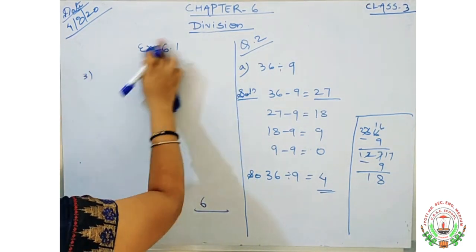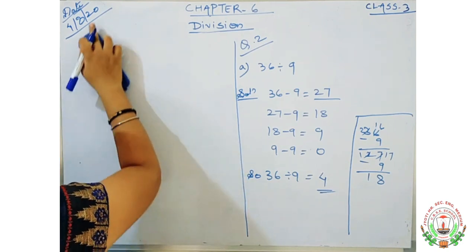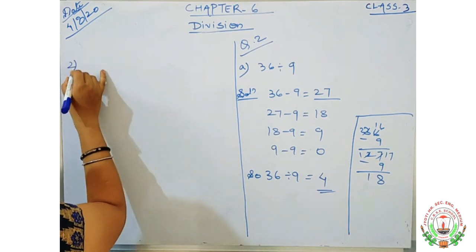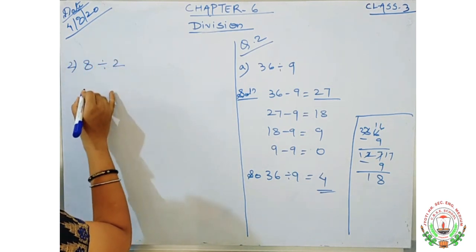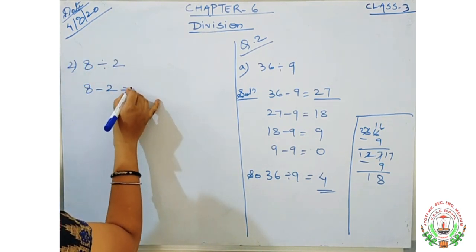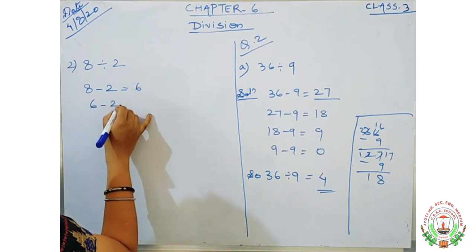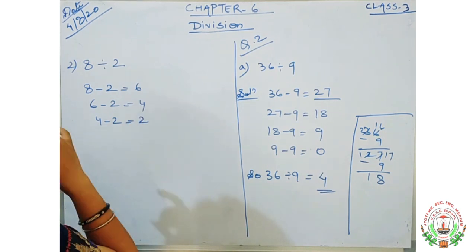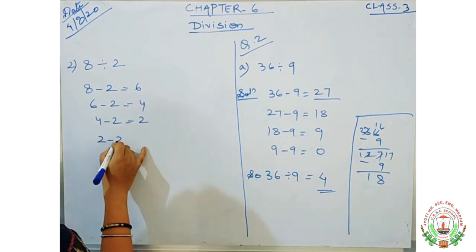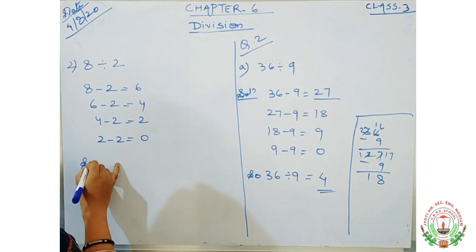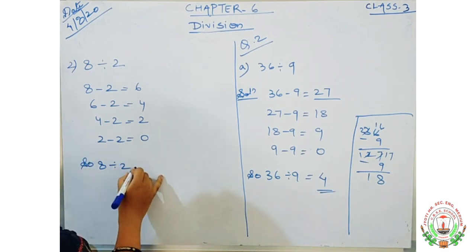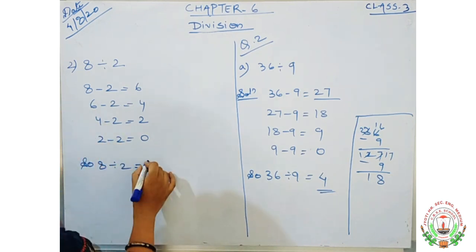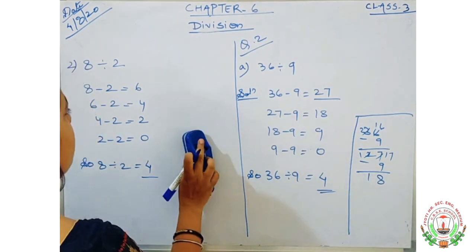Number 2 is 8 divided by 2. 8 minus 2 is 6. 6 minus 2 is 4. 4 minus 2 is 2. 2 minus 2 is equal to 0. So 8 divided by 2 is equal to 4. How many times? 1, 2, 3, 4. 4. Okay. Number 3.